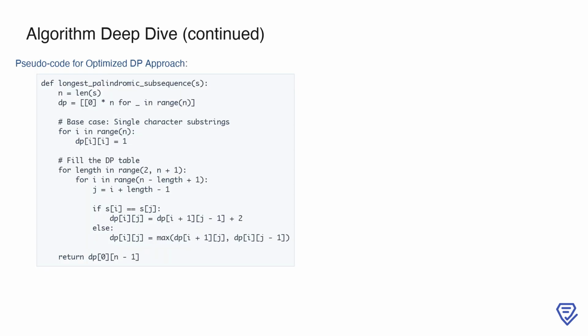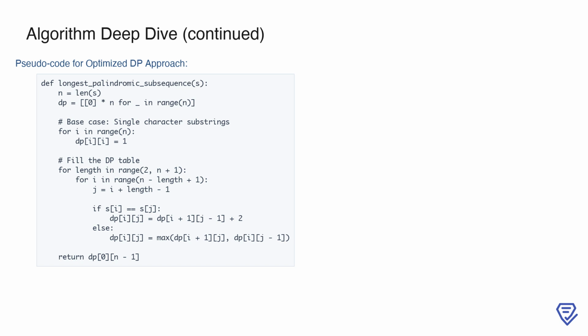The pseudocode for the optimized dynamic programming approach is as follows. We start by initializing a 2D table dp with dimensions n by n, where each entry is set to 0. The base case is that every single character in the string forms a palindromic subsequence of length 1, so we set dp[i][i] equals 1 for all valid indices.